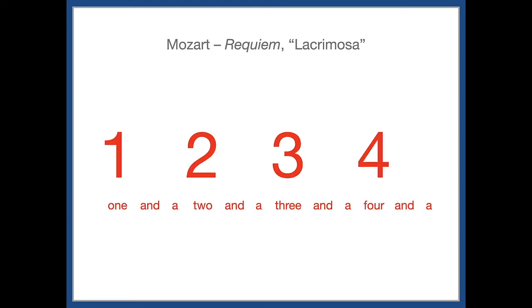Our last example comes from one of Mozart's final works, his Requiem. This excerpt is an example of a quadruple meter, so we're going to hear a recurring pattern of 4 beats. Moreover, each beat is going to divide evenly in 3. Let's listen.